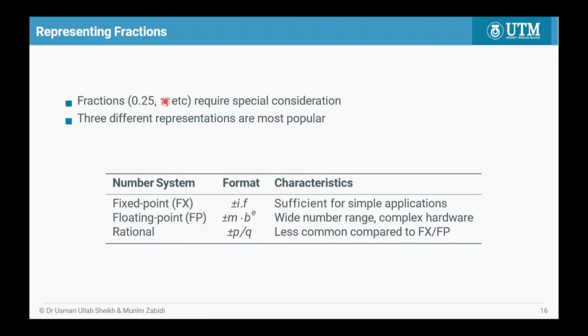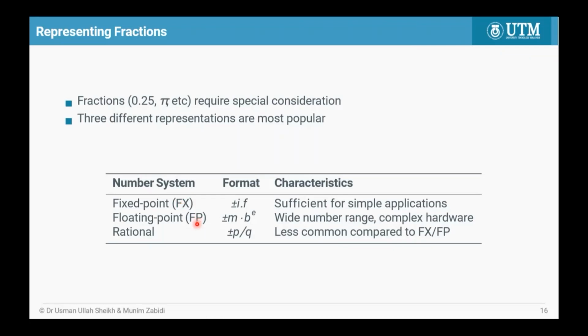First we call it a number system, which is fixed point. This is sufficient for simple applications. And then we have floating point, with a wide number range and complex hardware, and rational, which is less common compared to fixed point and floating point. So the number systems that are always used to represent the real number are fixed point or floating point, which consist of the whole number as well as the fraction number.